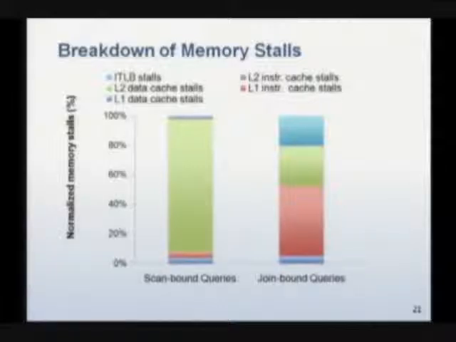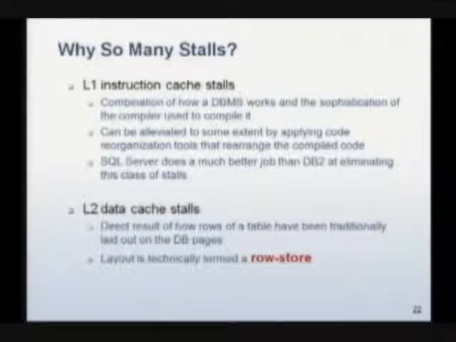And again, it's what the architects have done to us. They've put us, as database researchers and developers, into this awkward corner. We have to work around their product designs. So the L1 instruction cache stalls are partially how the databases are architected, partially how good the compiler is, whether you do code reorganization. And as I said, SQL Server does a lot better. The L2 data cache stalls are an artifact of how we've built database systems for the last 30 years. It's a layout that the database community calls a row store.